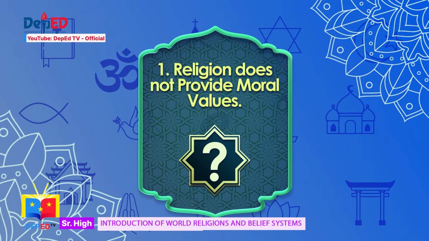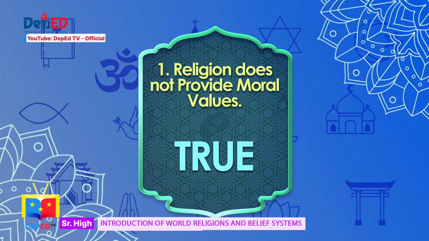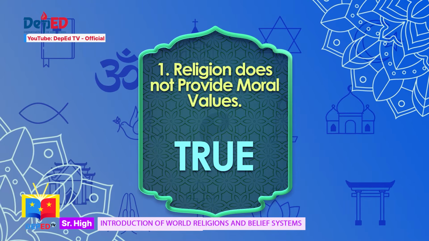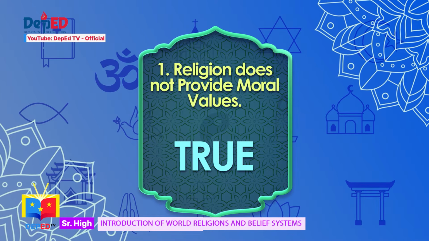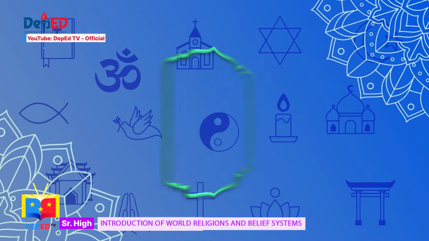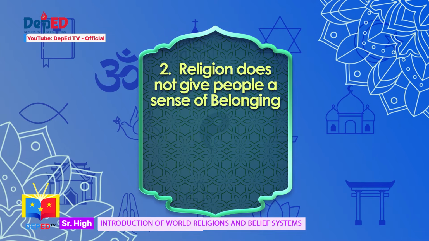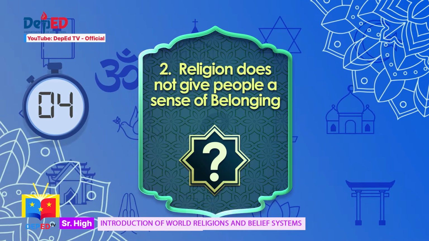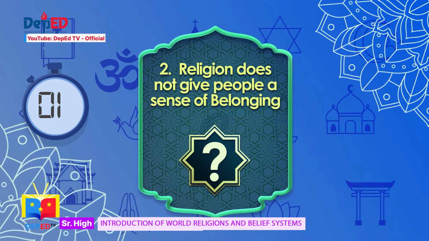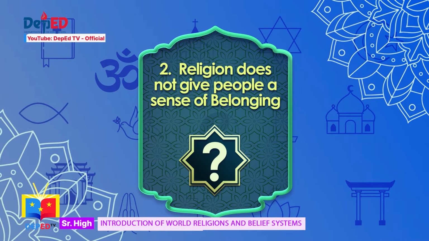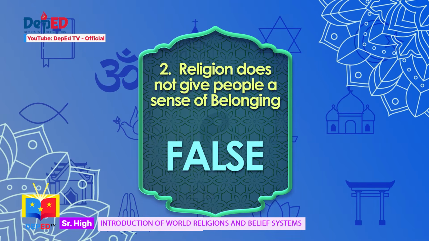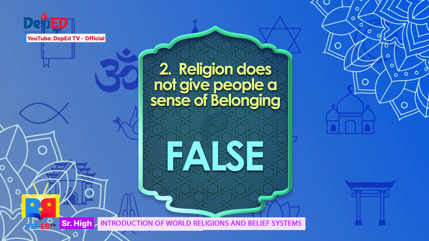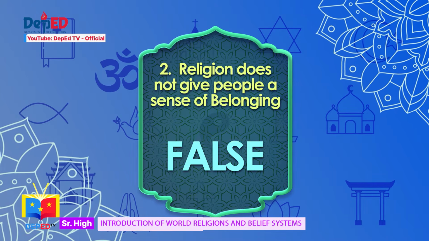If your answer is true, you are correct. Great! Remember, by providing moral values, one is able to distinguish right from wrong or good from evil. Number 2, true or false? Religion does not give people a sense of belonging. If your answer is false, you are correct. Just as family, ethnicity, or nationality, religion gives us a sense of belonging.